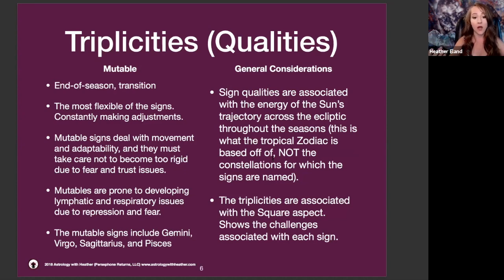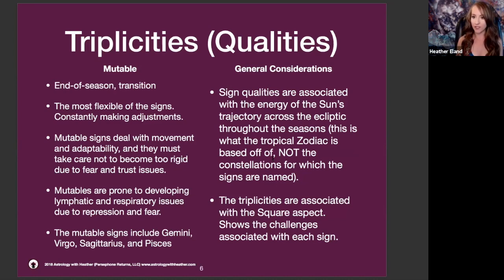And the mutables are prone to developing lymphatic and respiratory issues due to repression and fear. And so you think about the lymphatic system, it's like these fluids in the body that are constantly moving from place to place. They need to be able to flow through the body in order to prevent illness and stagnant energy, and to continue that detoxification process that's associated with some of those fixed sign energies as well.